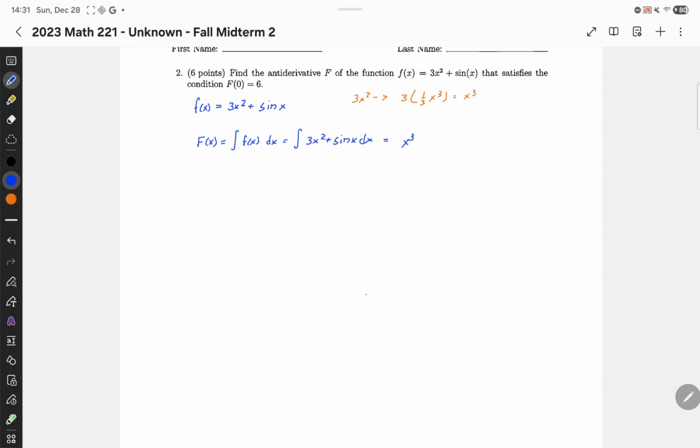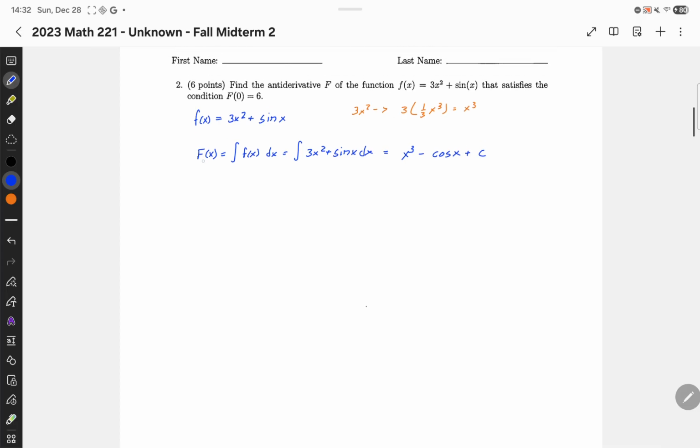And then for our sine term, remember the integral of sine is minus cosine. The signs are going to flip from what you memorized for your derivative rules. So this is minus cosine of x, and of course, because this is indefinite, don't forget the plus c. And now the last step is we have our big F of x.